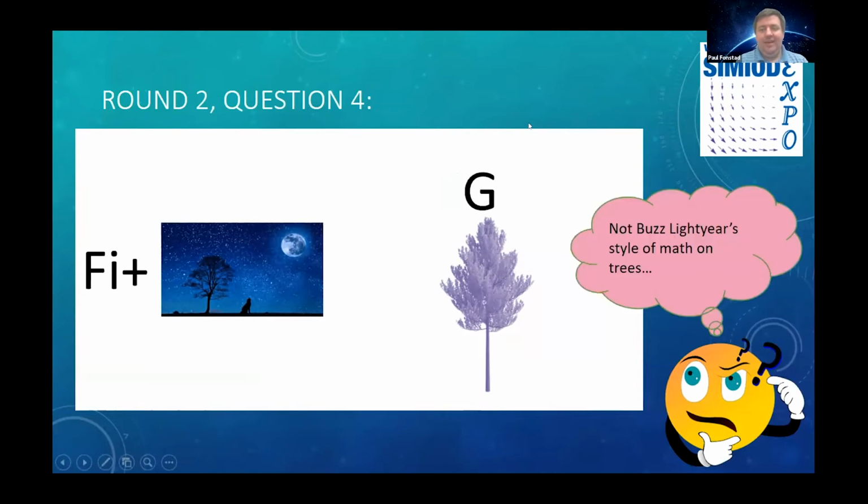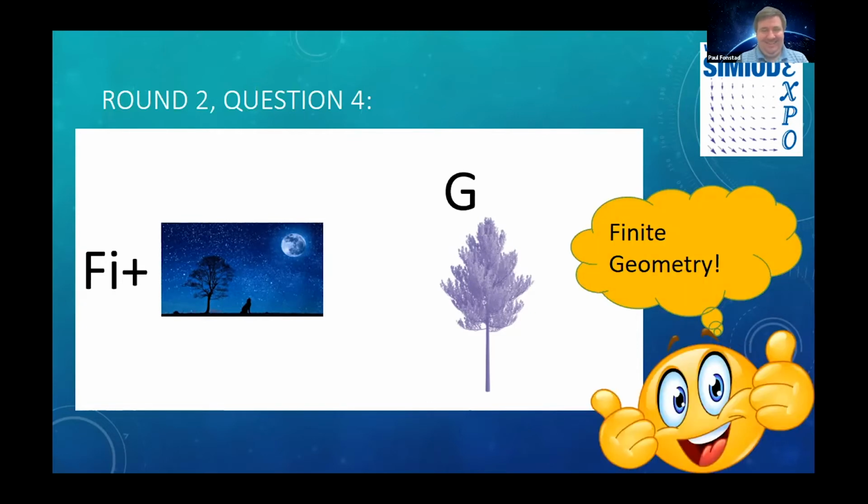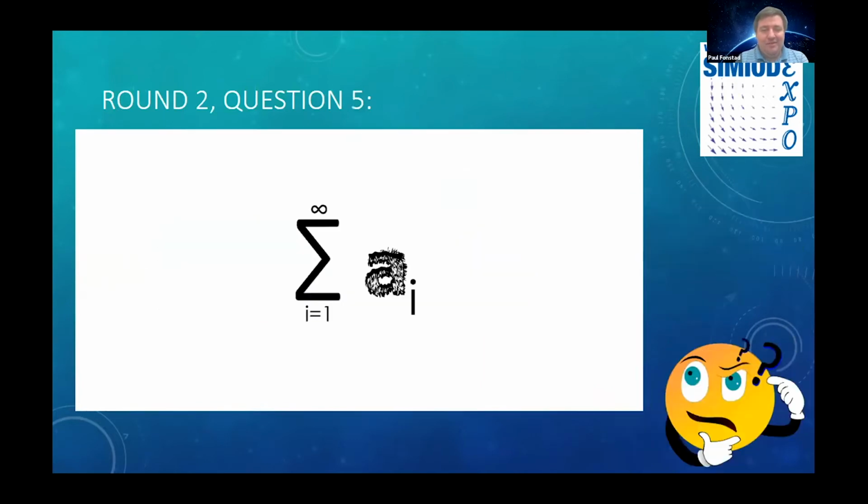And your hint, it's not Buzz Lightyear's style of math on trees. Okay, and the answer, if anybody has it, at least one person typed it in. Yep, finite geometry. Finite geometry. So, well done. And sadly, the last one for this round.